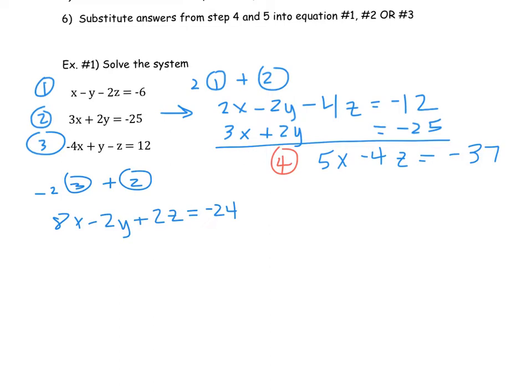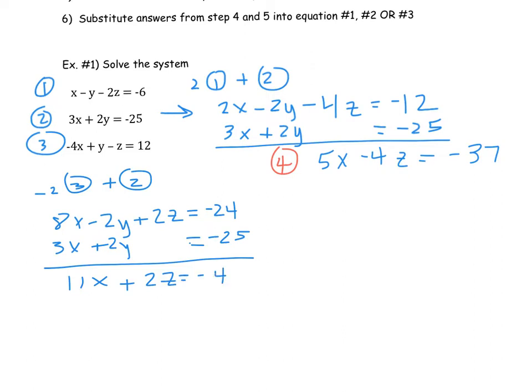I'm going to recopy down my equation 2. Remember, we're going to leave a space for the z because there's nothing there. And we're going to put our negative 25 over here. Okay, we're going to draw the line, and we're going to add down. I get 11x. The y's cancel. I'm going to bring down my 2z, and that equals negative 49. Okay, and we are going to call this equation 5.